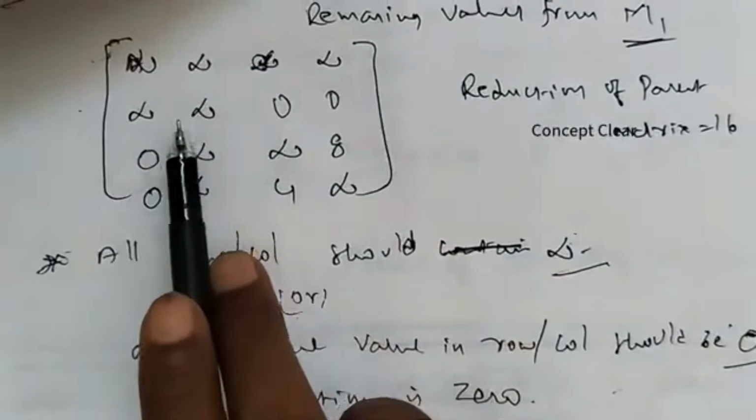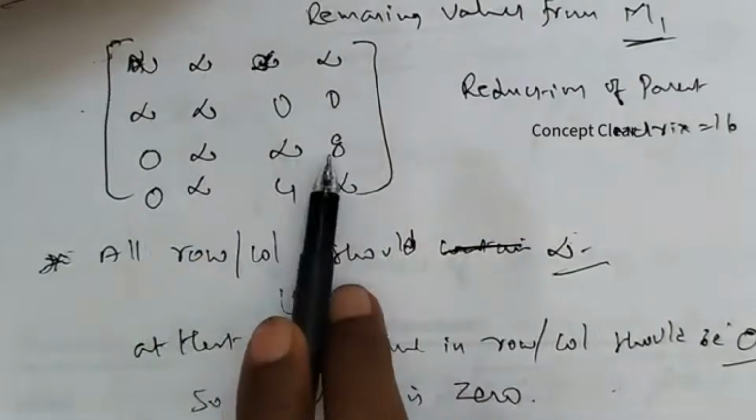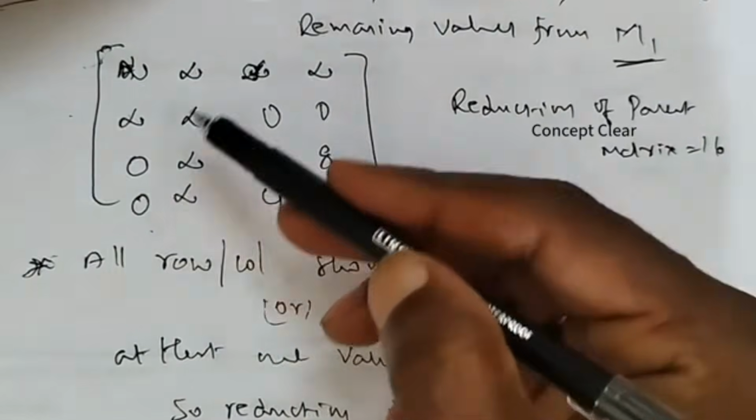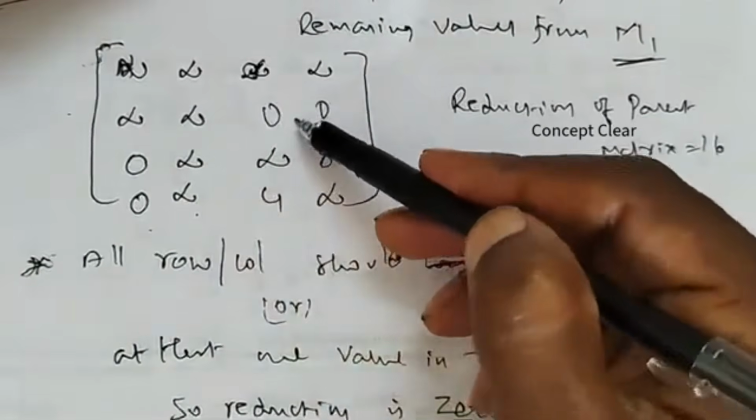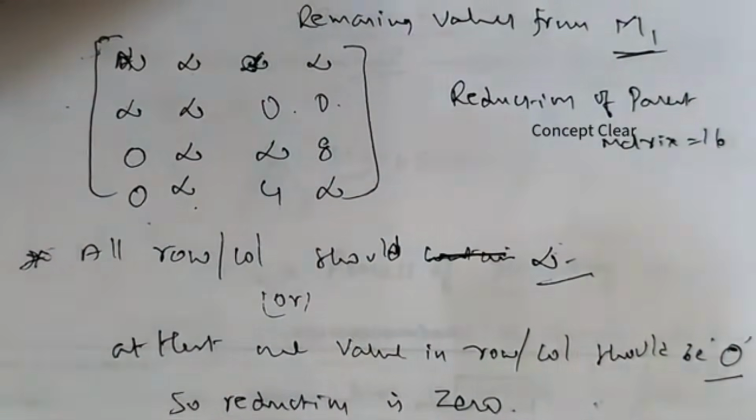Here we have to check. Here this entire row is 0. So no reduction. Here 0 is available. So no. Here also 0 is available. Here also 0 is available. And here 0 is available. Here the entire row and column is infinity. So no need for reduction. Here also 0 is available. Here also 0. So the total reduction is 0.